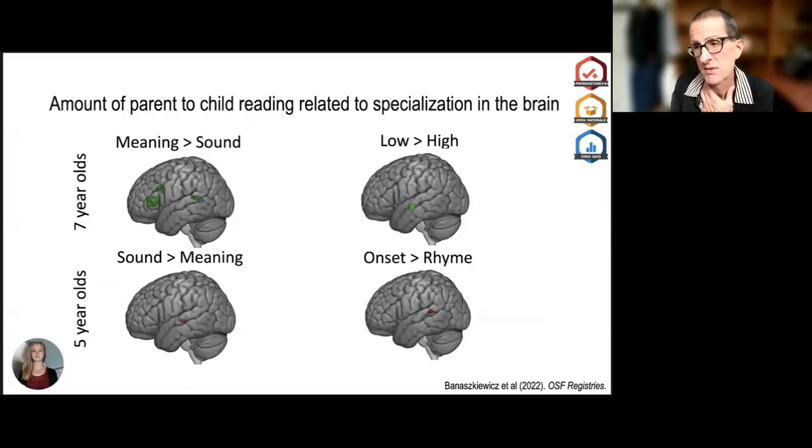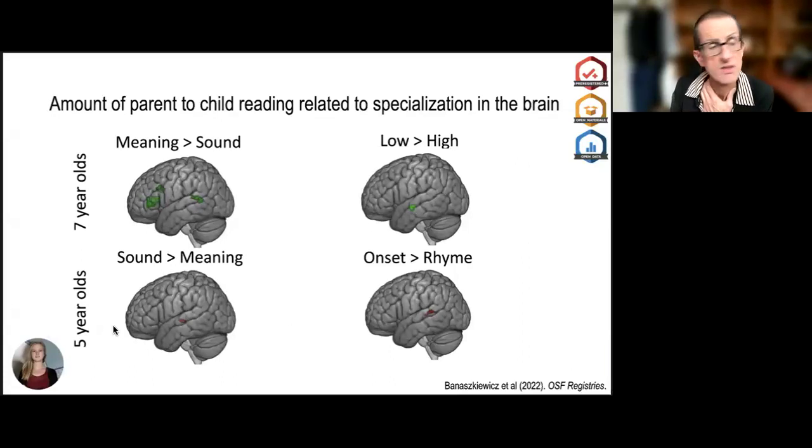And we found there was a relationship. So basically, the more shared reading, the greater the specialization, although it seems to depend upon age a little bit. So if you look at the 7-year-olds, more shared reading was associated with more semantic specialization. Here's meaning greater than sound related to amount of shared reading in the middle temporal and inferior frontal. Low greater than high association was also related to amount of shared reading.